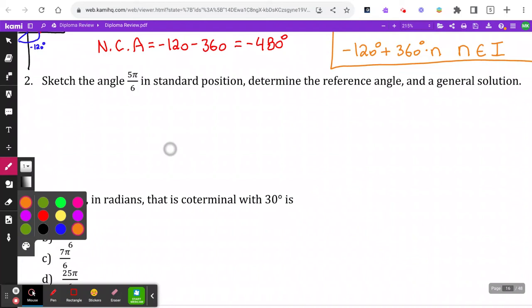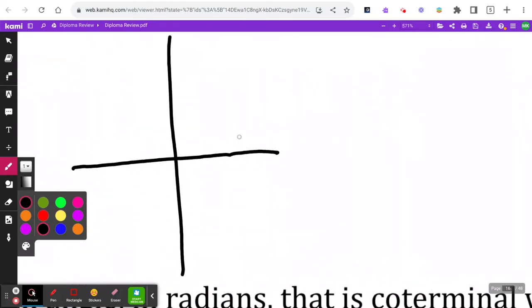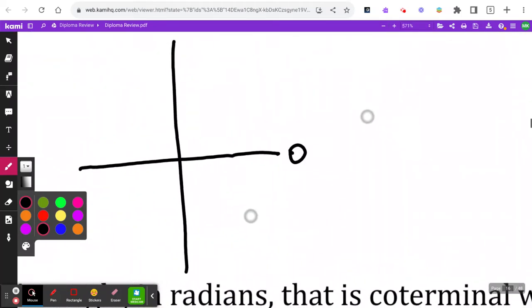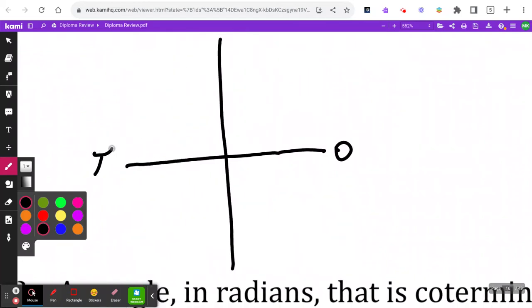We're going to sketch 5 pi over 6. When you're sketching these angles, over here is 0. Over here is pi.